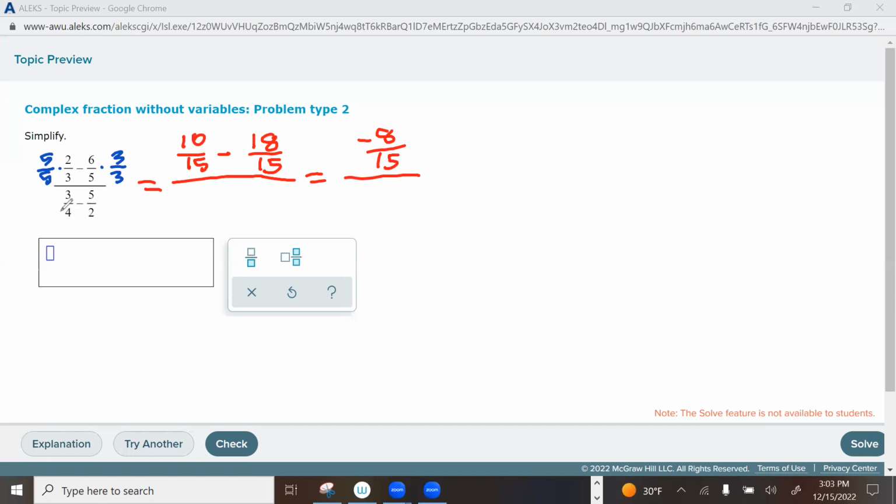Okay, so now let's tackle the bottom. So the least common denominator is going to be 4. So I'll multiply by 2 over 2. And I'll get 3/4 minus 10/4, which is going to be negative 7/4. Okay, so this and this are all done. Now it's time to combine them.